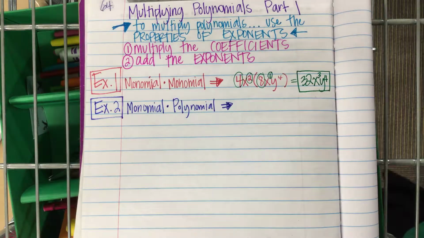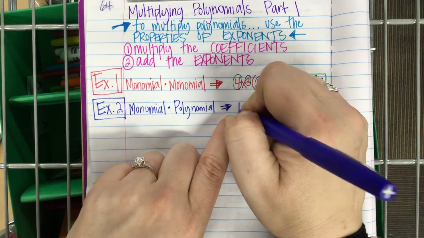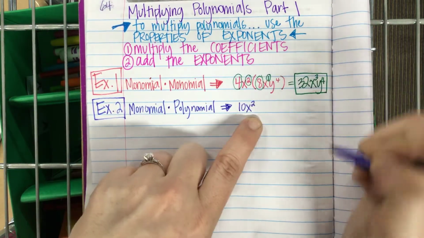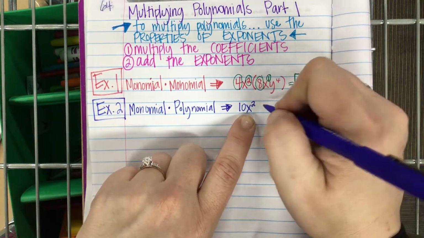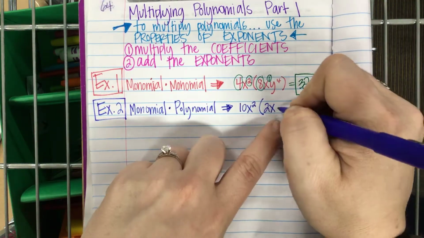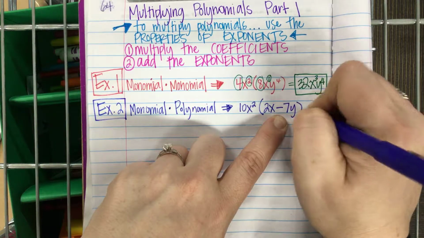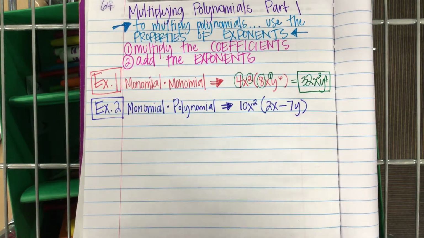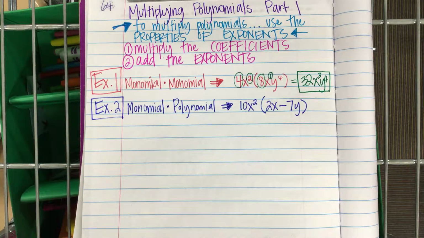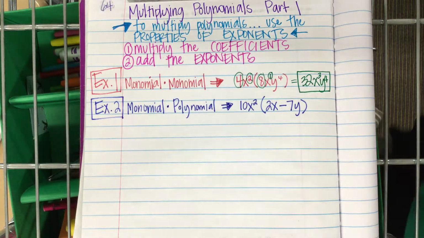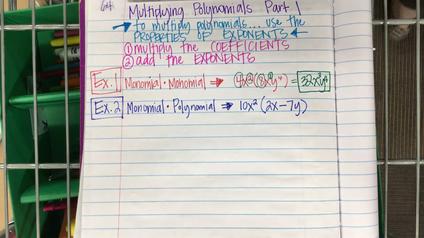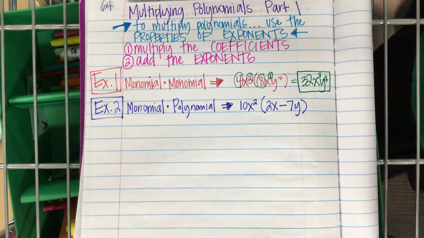And again, we've already technically done these problems. 10x squared times 2x minus 7y. We've already gained experience with a monomial times a polynomial, whether it's two terms (a binomial), three terms (a trinomial), or a true polynomial with more than four.